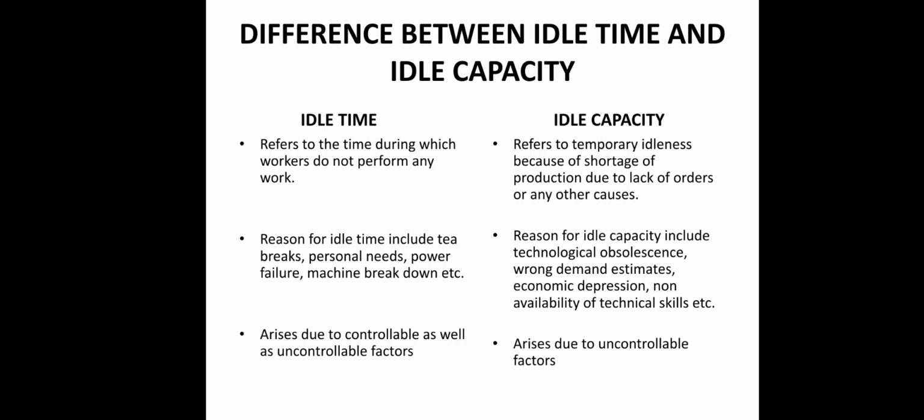Now, the next topic is the difference between idle time and idle capacity. So let us see what idle time is. Idle time refers to the time during which workers do not perform any work, while idle capacity refers to temporary idleness due to shortage of production, due to lack of orders or any other causes. So idle time is the time when workers do not perform, whereas idle capacity is a temporary idleness that is not the fault of the workers.